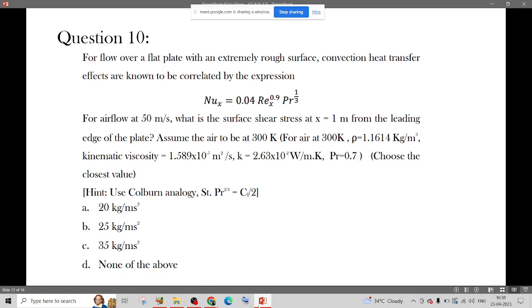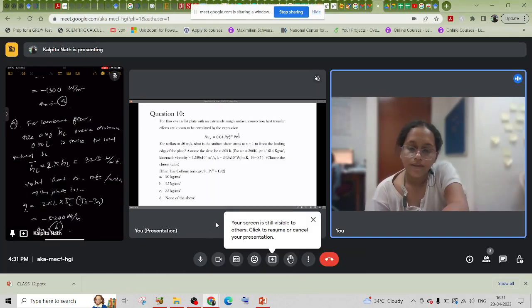For flow over a flat plate with an extremely rough surface, the convection heat transfer effects are known to be correlated by the expression. So the surface of the flat plate is rough, and for that the Nusselt number equation is given. For airflow at 50 meter per second, what is the surface shear stress at x equal to 1 meter from the leading edge of the plate? Assume the air to be at 300 Kelvin, and the properties are given. We have to choose the closest value of the surface shear stress at x equal to 1 meter. You will take 4 minutes to solve this, and then we'll proceed with the solution.